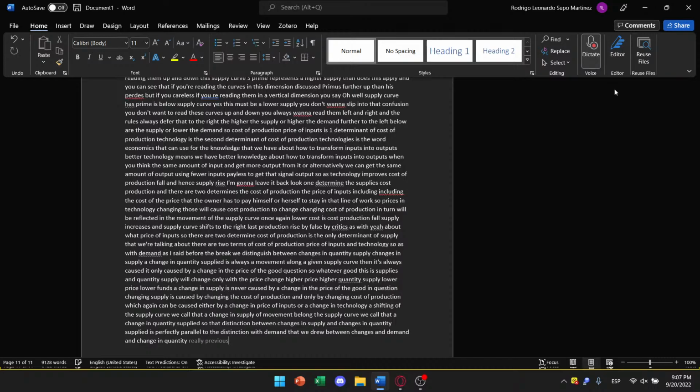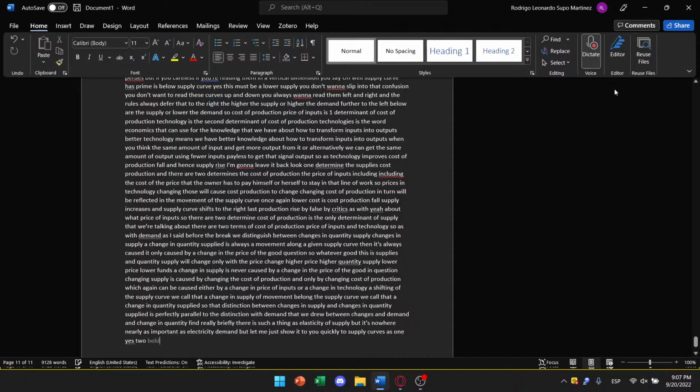Finally, really briefly, there is such a thing as elasticity of supply, but it's nowhere nearly as important as elasticity of demand. And let me just show you quickly. We have two supply curves, S1 and S2. Both of those satisfy the law of supply: higher price, higher quantity supplied. But obviously, S2 is different than S1. S2 is more elastic than S1. Along S2, any given change in price is going to cause a larger change in quantity supplied than happens along S1.